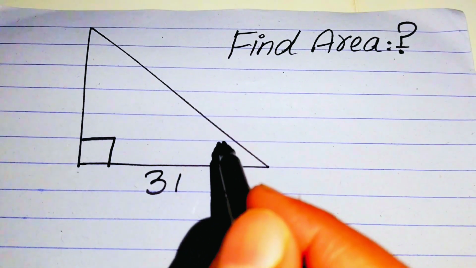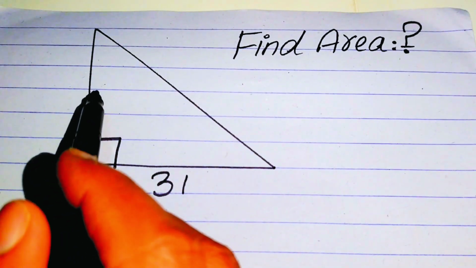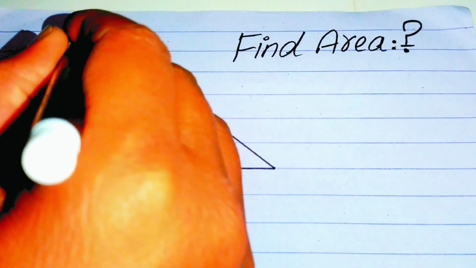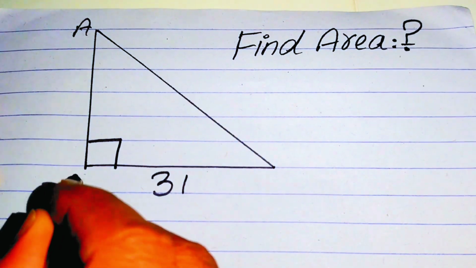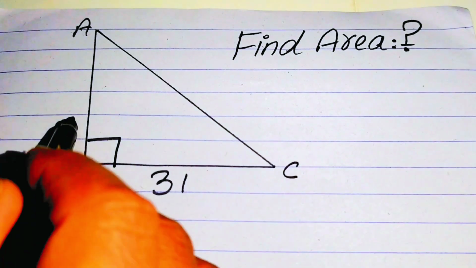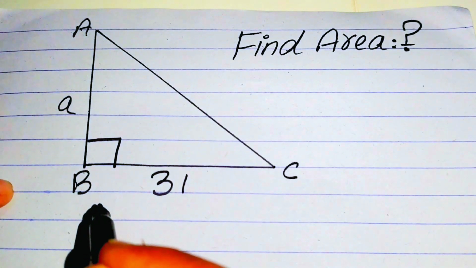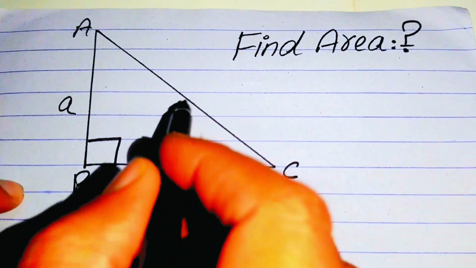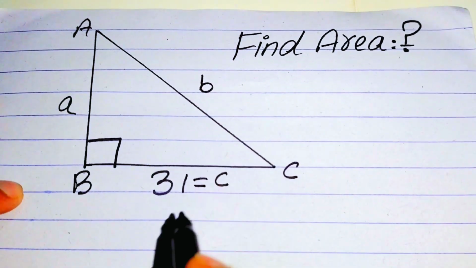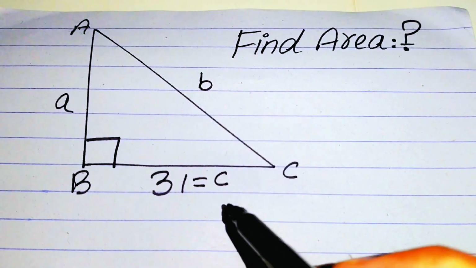The very first thing we are going to do is label the vertices of this right triangle. We call this vertex A, this vertex B, and this vertex C. We denote the side length of AB by small a, the side length of AC by small b, and the side length of BC by small c. Then we find the area of this right triangle.